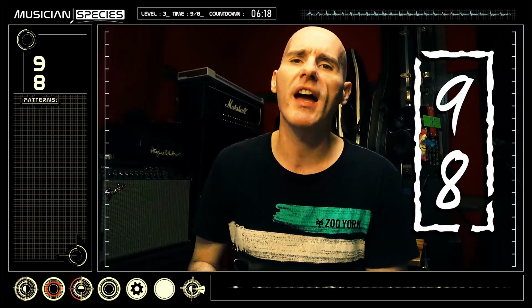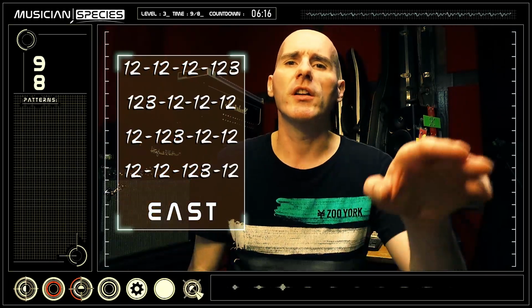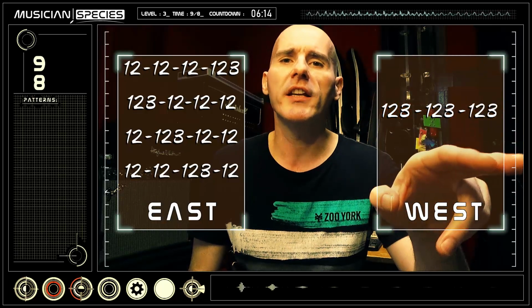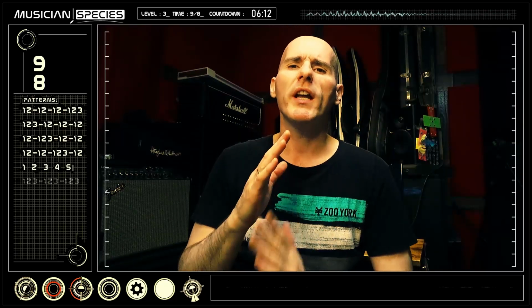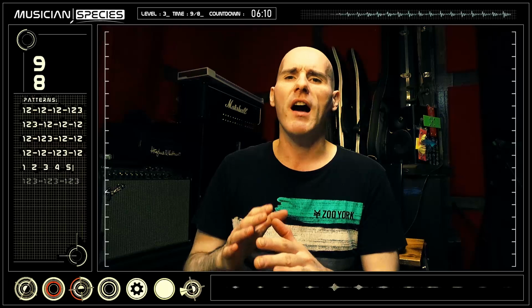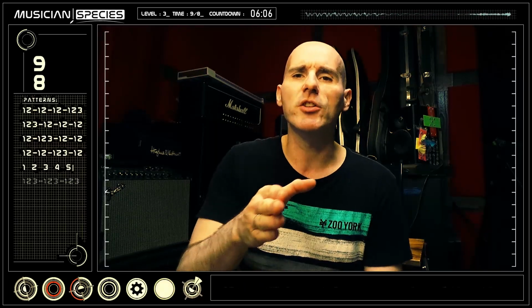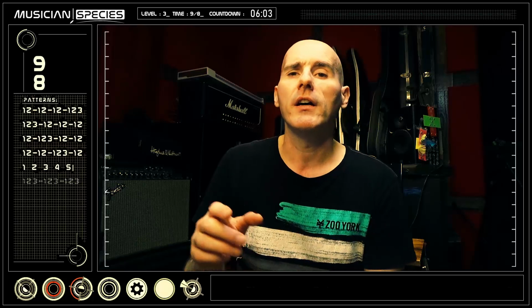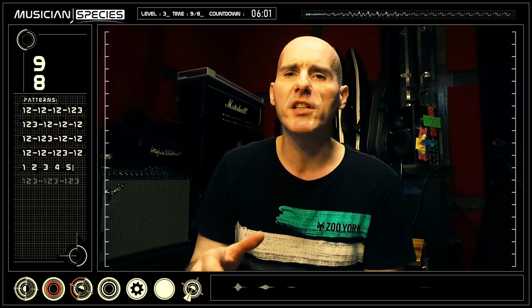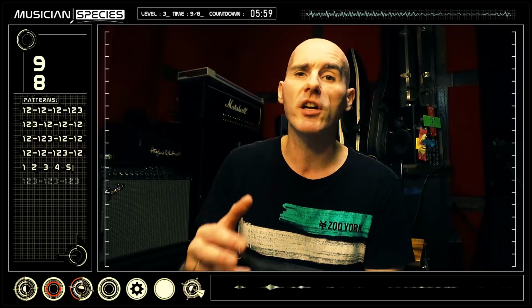9/8, 6 different counts. Groups of 2 and 3, the Western traditional count, and then the short 5. Now, when it comes to 9/8, we need to make a very clear distinction between the common side of 9/8 and the truly odd side of 9/8. 9/8 has its place in Western classical music and in Southern gospel.